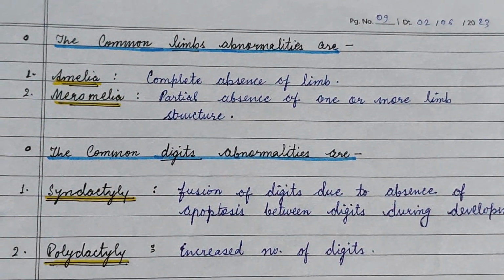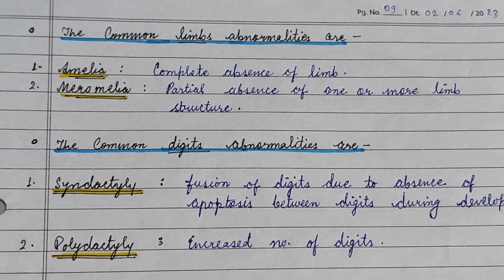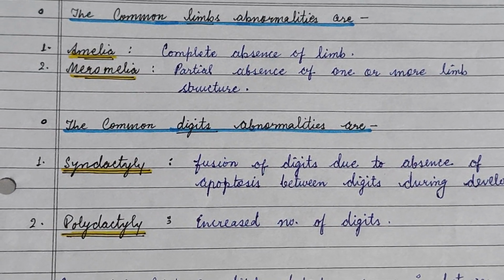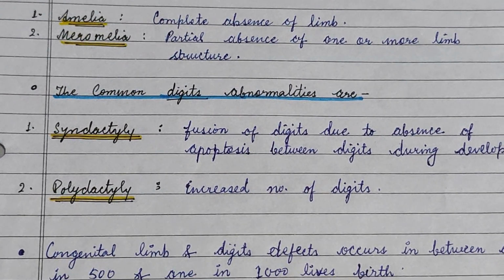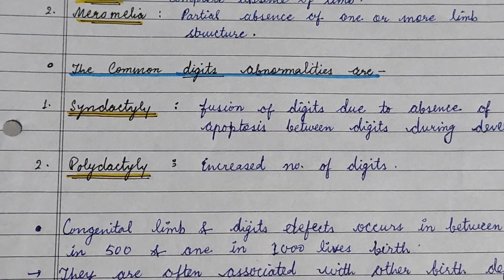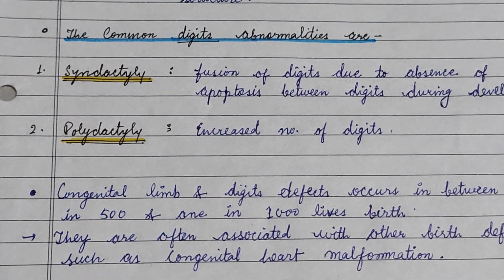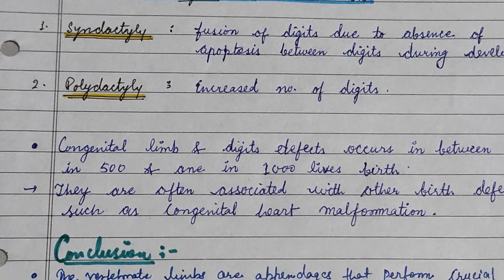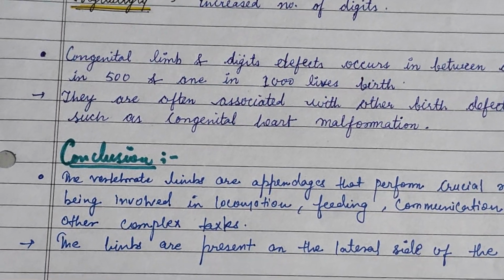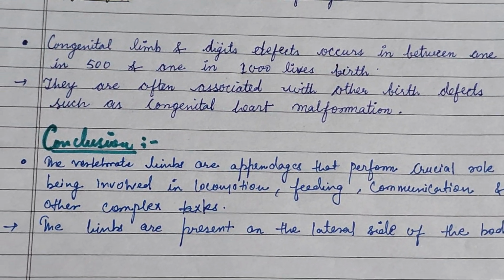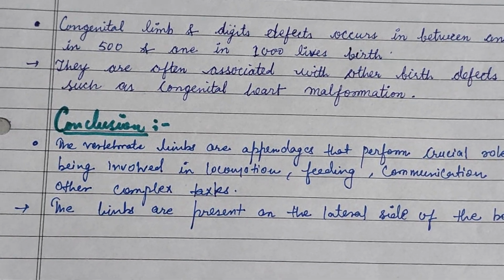Mutations or other factors can result in abnormalities of the limbs, such as amelia and meromelia. Digit abnormalities include syndactyly, the fusion of digits, and polydactyly, an increase in the number of digits. Congenital limb and digit defects occur in between 1 in 500 and 1 in 1000 live births.